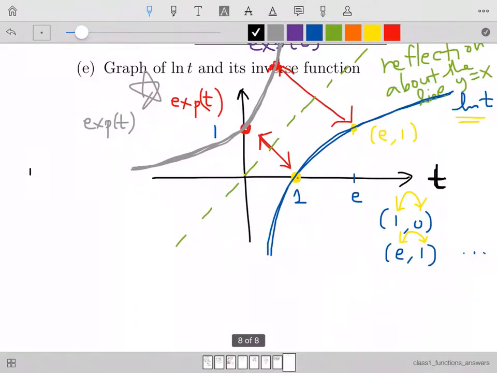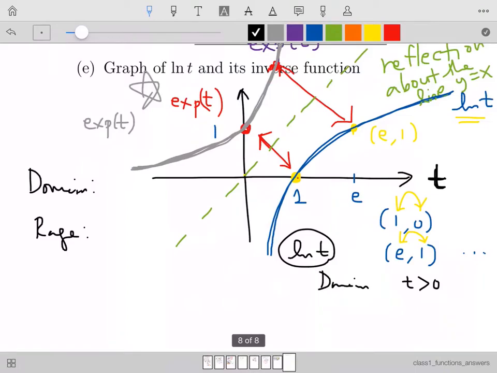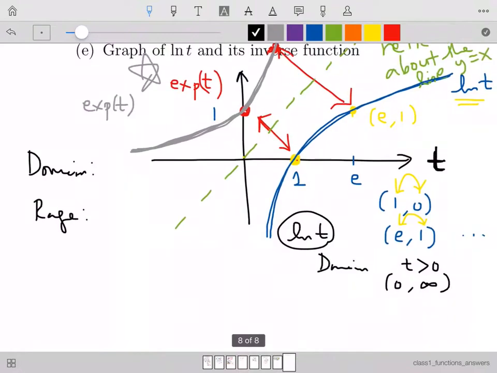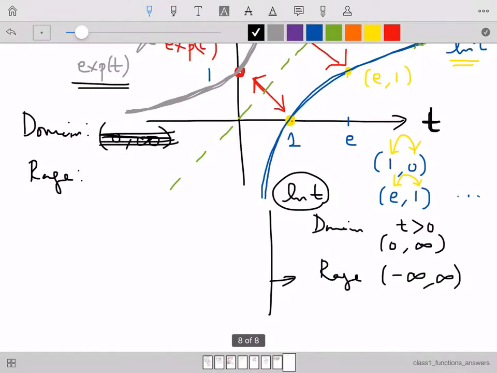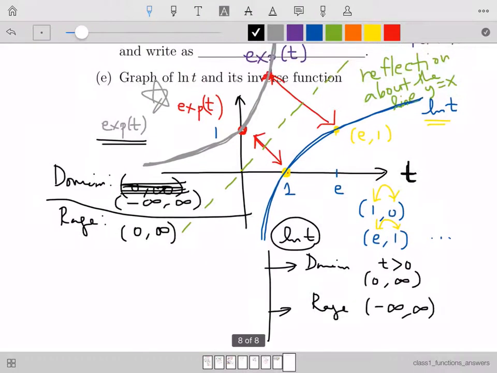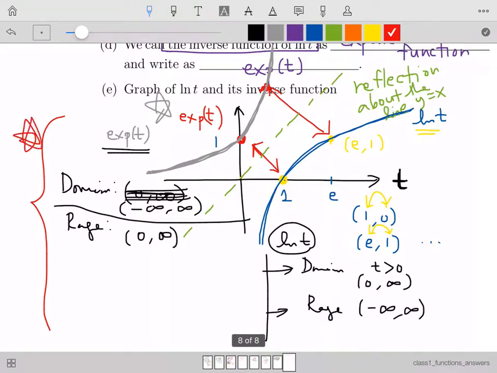So what is the domain of exp of t and what's the range of exp of t? For ln t, the domain was t bigger than 0. In interval notation, it is open 0, infinity open. And range was minus infinity to infinity. Since we are swapping inputs and outputs, the domain of exp of t will be... oh, sorry. Domain becomes the range of ln, so it is minus infinity, infinity. And the range of exp becomes the domain of ln, so that is 0, infinity. All these are very important. Remember those.